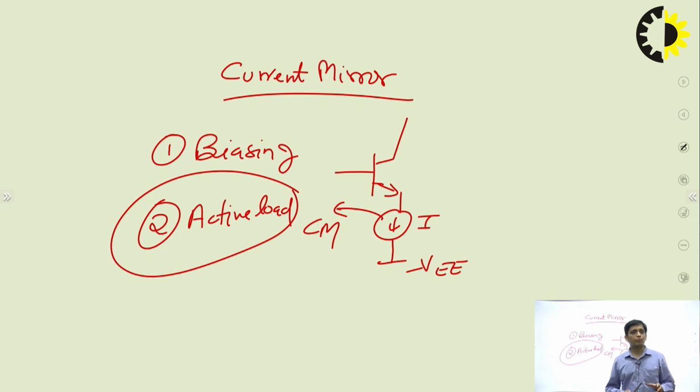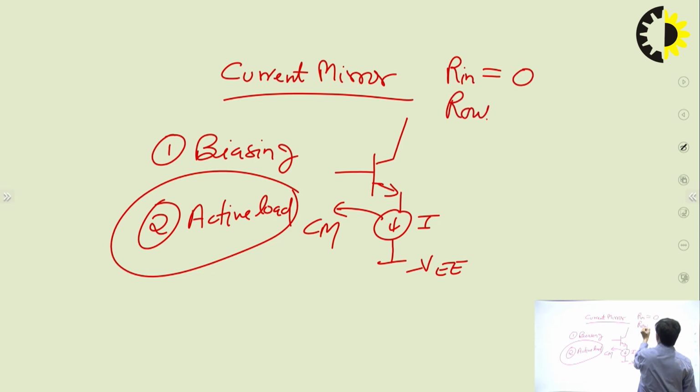And as far as properties are concerned for current mirror, as far as input and output resistance are concerned, you can understand it. What will be the input and output resistance for an ideal current mirror? Since in a current mirror the input is current and output is current, in order to avoid the signal loss, the input resistance of an ideal current mirror should be 0 and the output resistance of an ideal current mirror will be infinite.